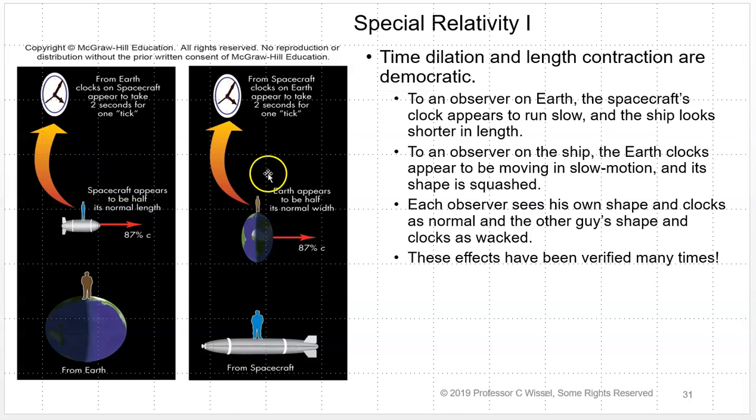That's the Lorentz factor. To somebody on the spacecraft, the Earth is the thing that's moving at 87% of the speed of light. So the Earth appears to be half its normal width, and from the spacecraft, the clocks on Earth appear to take 2 seconds for 1 tick. Each observer sees his own shape and clocks as normal, and the other guy's shape and clocks as whack. These effects have been verified many times.